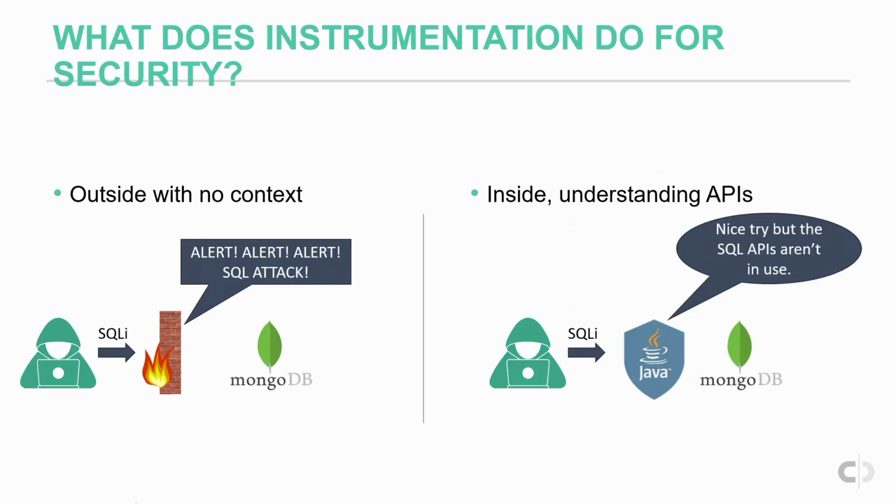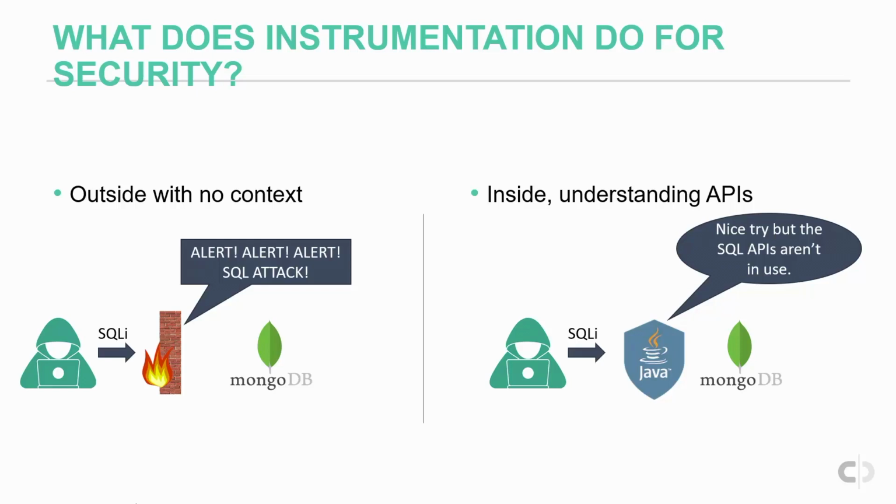Now, the thing that security instrumentation does is it moves us from being on the outside where we don't have any context, and let's say someone attacks our application using a SQL injection flaw. If we're outside with no context and someone attacks our application, we'll look at that pattern match and we'll say, oh my God, this is a SQL injection. We had better alert everybody. I have fully detected that this is a SQL injection.